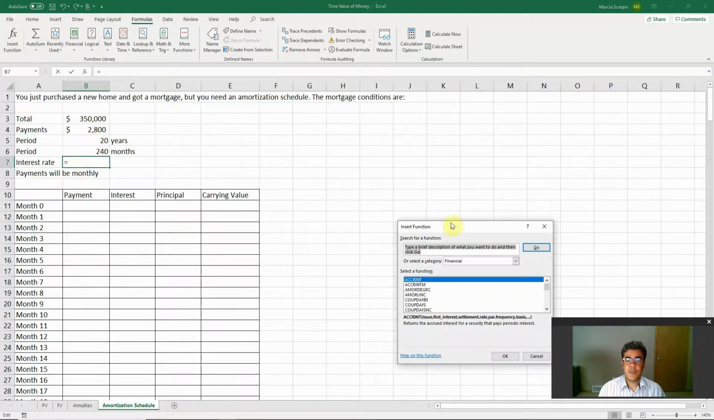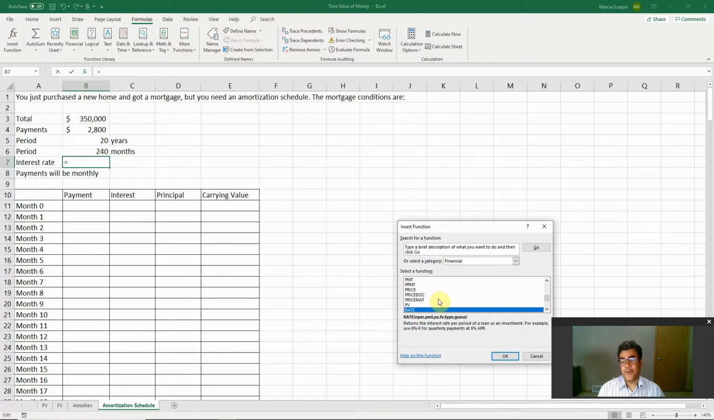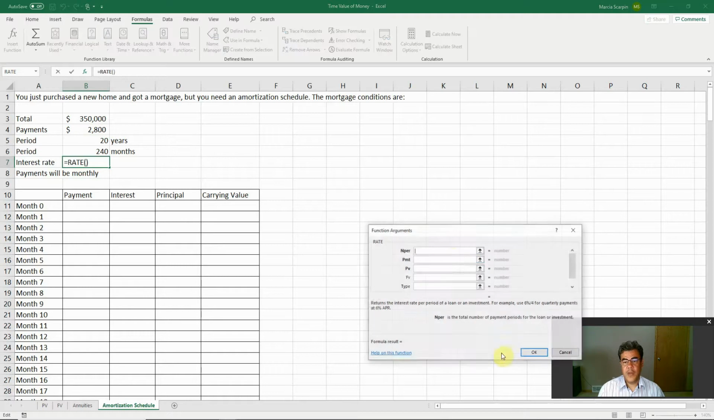So insert function. Usually you go here, go to financial, type RATE, that is our rate. Let's do it. Number of periods, 240 months. PMT is our payment. So we will be paying negative $2,800. PV is the amount of money you will be receiving for your mortgage, that is $350,000. FV would be the payment that you would make at the end of the 240th month. Nothing here, we don't have any future payments or any ending payments.